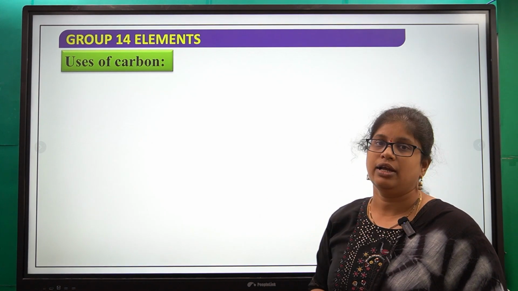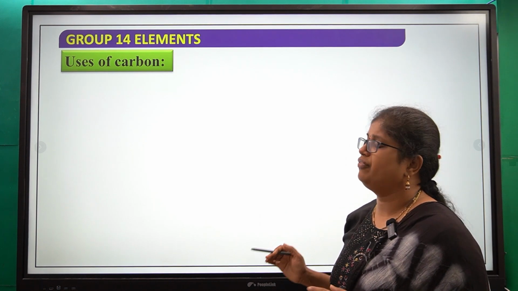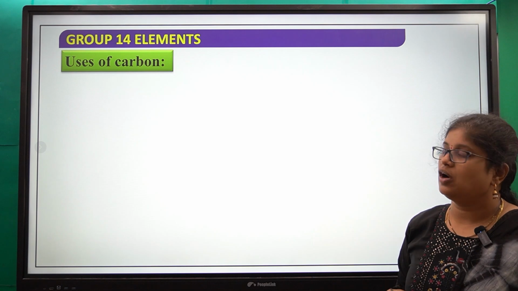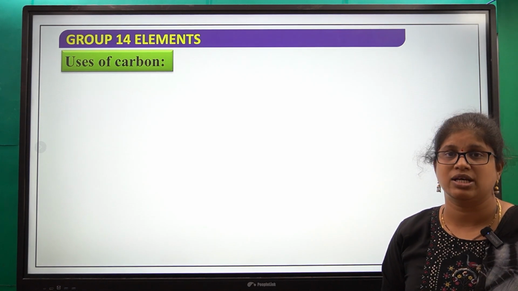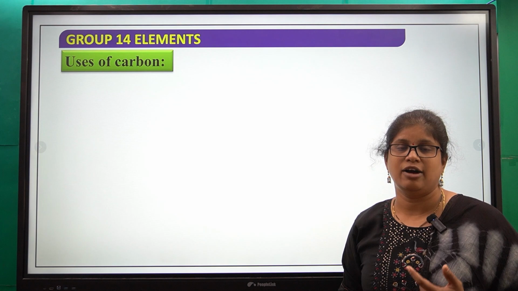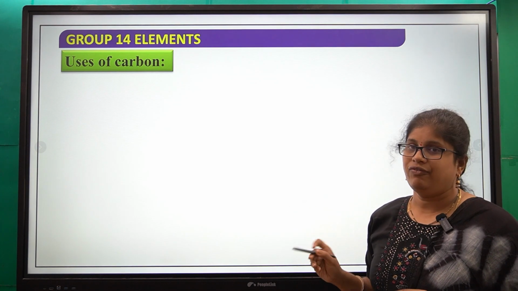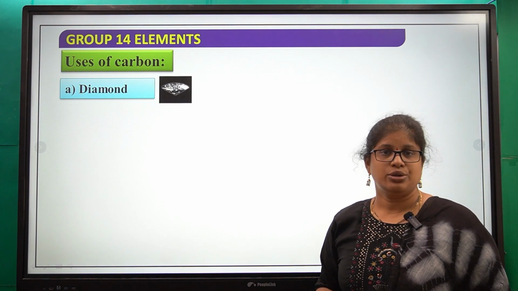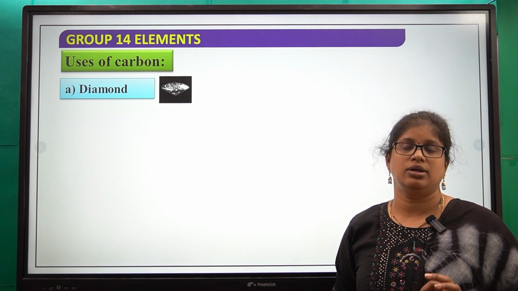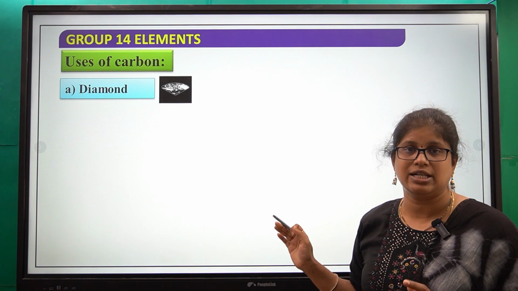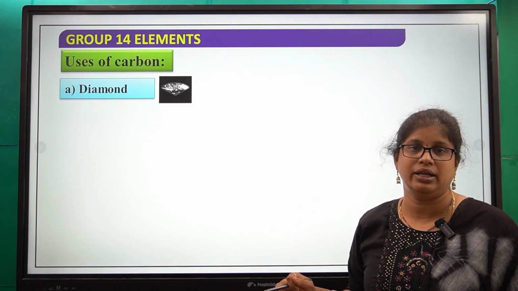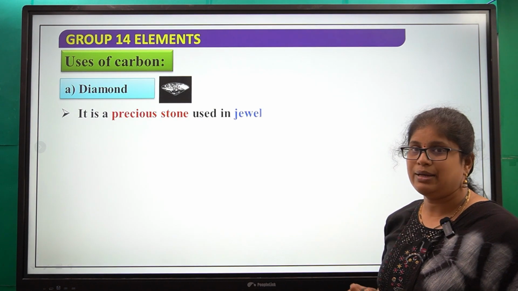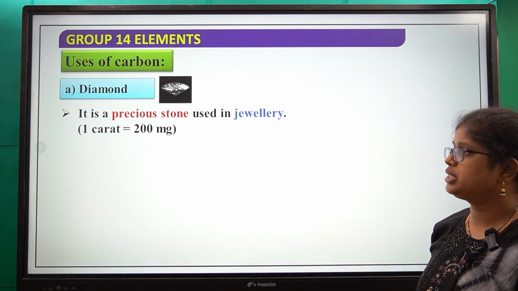Next, we will read the uses of carbon. Where are we using this carbon? Can you guess? We already learnt the crystalline forms of carbon. What are those? Diamond, graphite, fullerenes, right? If we look at diamond, where are we using it? Diamond is used in jewelry, and since it is the hardest material, it is also used to cut other hard materials and to sharpen objects. It is a precious stone and it is used in jewelry.